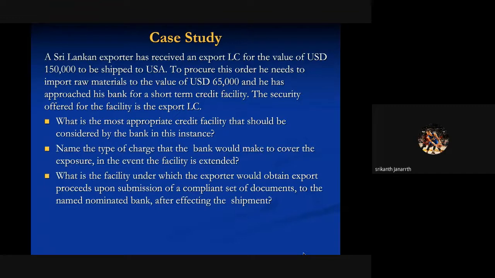Can you understand the question? There is an exporter who received an order worth 150,000 of shipment to be sent to USA. He comes with that LC asking the bank to finance 65,000. He needs to buy some raw material. He needs 65,000. The security offered, he gives the export LC as a security. So what is the facility you offer? Is it a pre-shipment or post-shipment? What is the most appropriate credit facility?